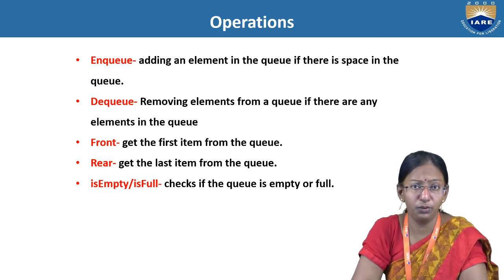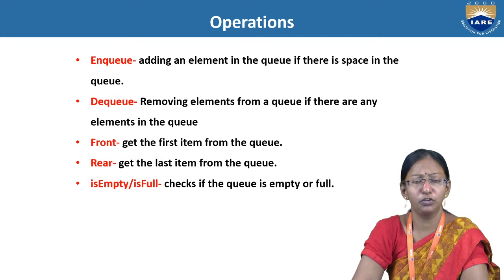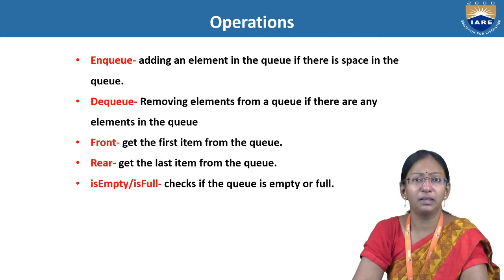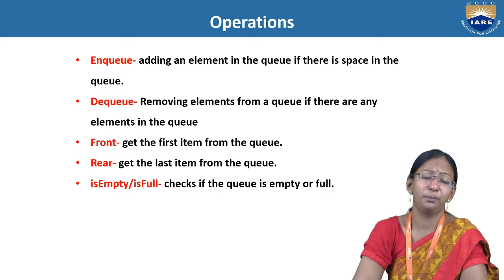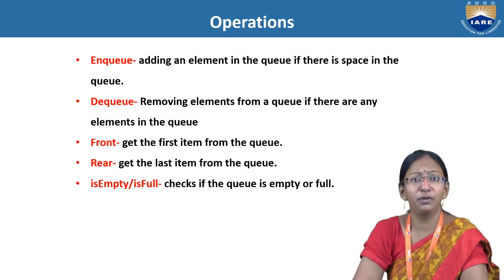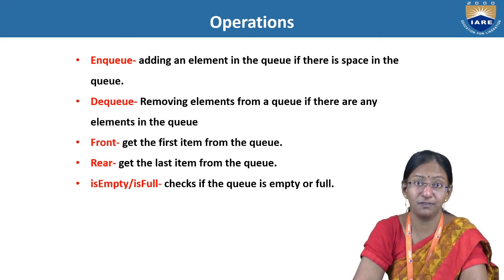NQ, DQ, front, rear, is full and is empty. These are the 6 basic operations, the same old operations which we have performed on a linear queue. NQ is nothing but inserting an element. DQ is deleting an element. Front returns the element pointed by the front. Rear returns the element pointed by the rear. Is full and is empty check whether the queue is full or empty respectively.